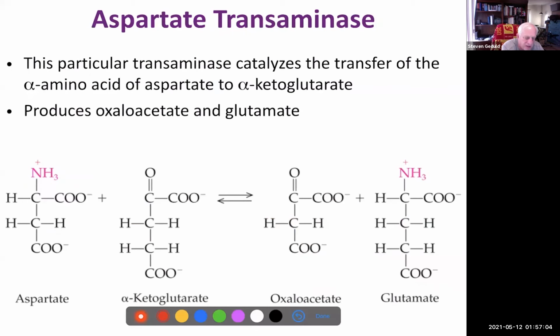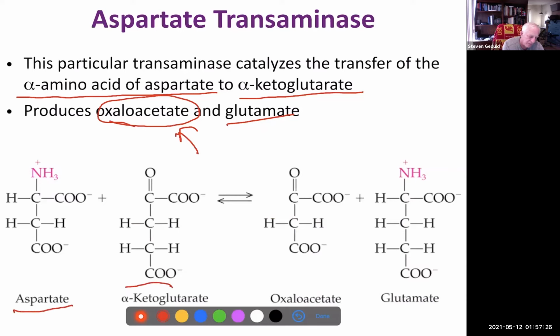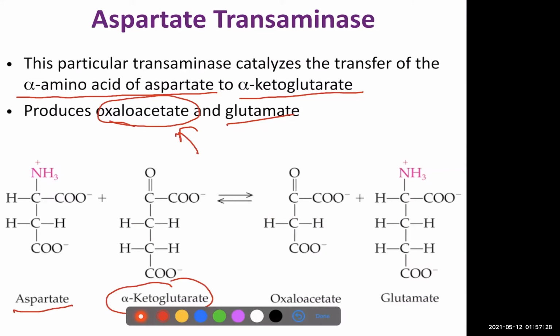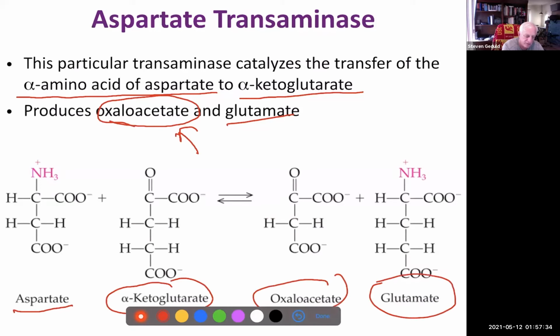Okay. Aspartate transaminase. This particular transaminase catalyzes the transfer of the alpha amino group of aspartate to alpha ketoglutarate. And it produces oxaloacetate and glutamate. Oxaloacetate is our starting point for the citric acid cycle to produce ATP. So we take aspartate as amino acid, we react it with our alpha ketoglutarate. Okay. We produce oxaloacetate and glutamate. So it's a transaminase. We transfer the ammonia group, NH3 group, our alpha amino group, to another substance.